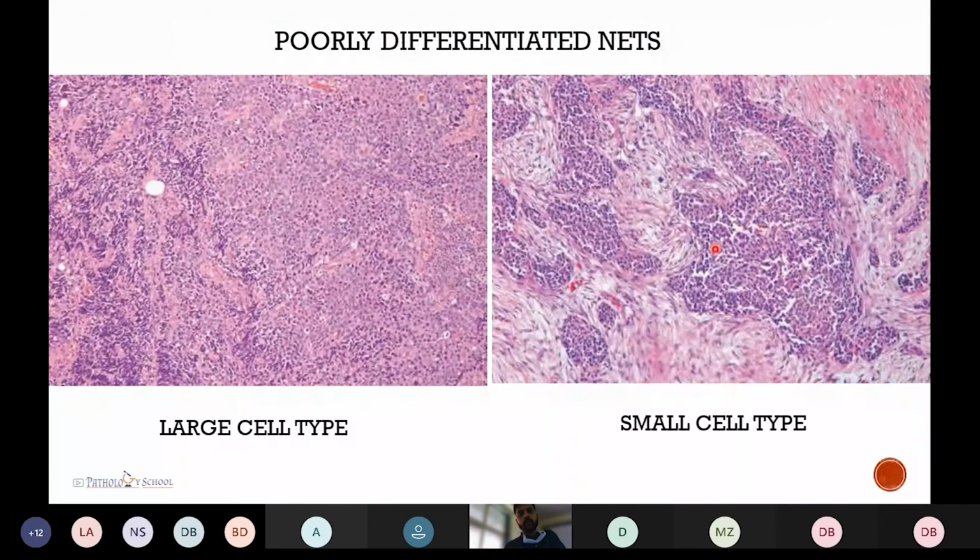One more important thing to remember in small cell type is the nuclear molding, which is seen in small cell type of tumors. So nuclear molding is nothing but the conforming of the adjacent nuclei to one another, which is the wrapping of the nuclei around one another. You can see a group of nuclei. So that is seen in small cell tumor. The more common variety is actually large cell type.